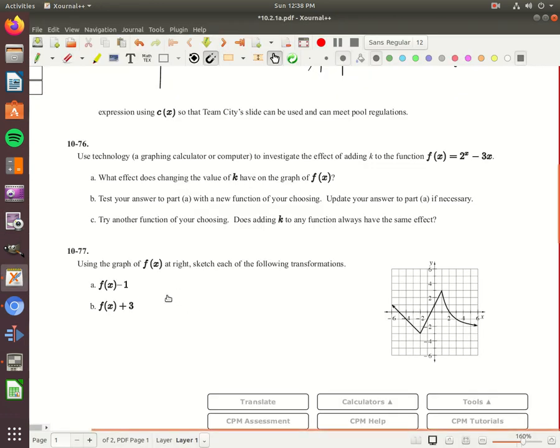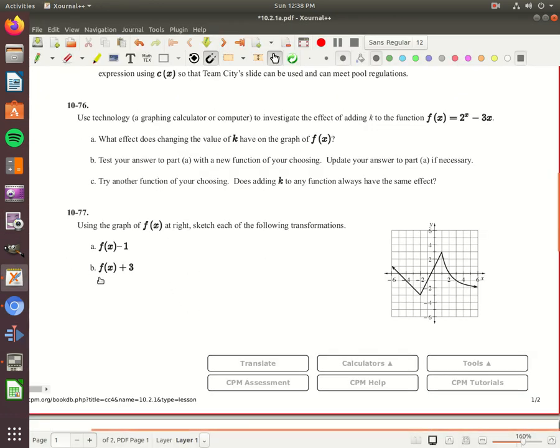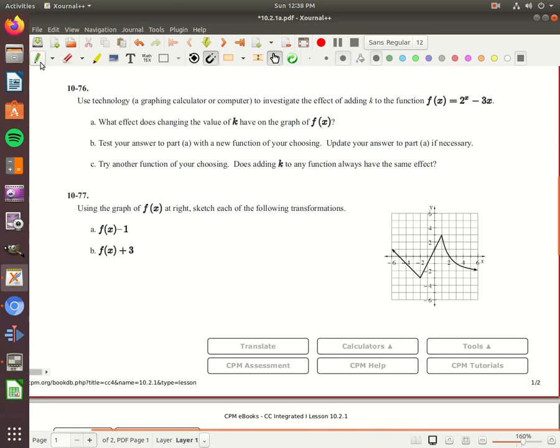So the last one, 1077, pretty quick lesson today, really. Using the graph of f of x, so this is f of x right here. It says sketch f of x minus 1. Well, what I'm going to do is just mark the major points that are important.